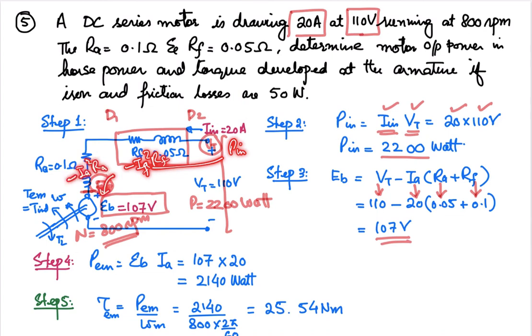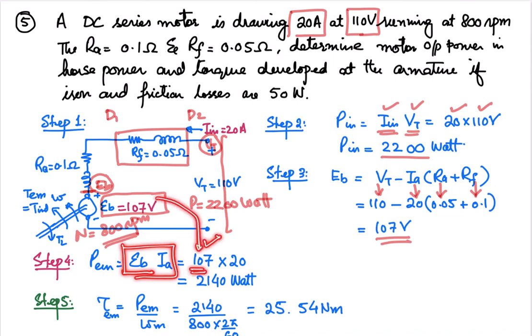The remaining power that is left will be over here. So we will be using this Eb into Ia. That's the power that is converted into the mechanical form. So 107 volt is the back EMF over here, and 20 ampere is the current. So the power is 2140 watt over here, that is converted into the mechanical form.